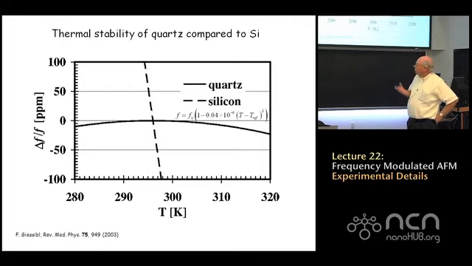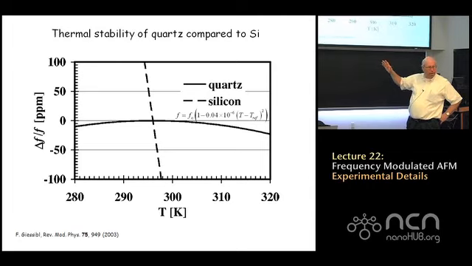And if you compare that to silicon, the effect is quite striking. Variations in temperature of these quartz tuning forks by, let's say, plus or minus 10 degrees barely change the resonant frequency. If you compare that to a silicon microcantilever, the effect is quite stunning. The results from silicon are shown by the dashed line. So there are real good reasons to choose quartz to do frequency modulated AFM.